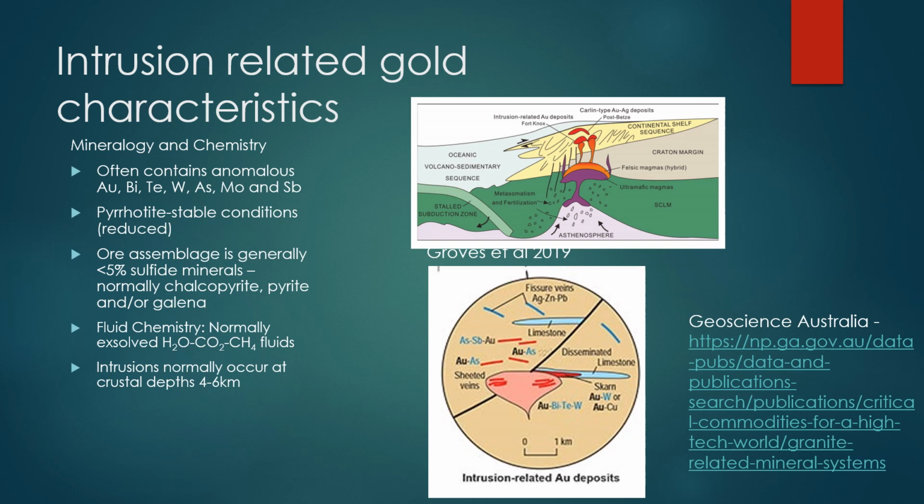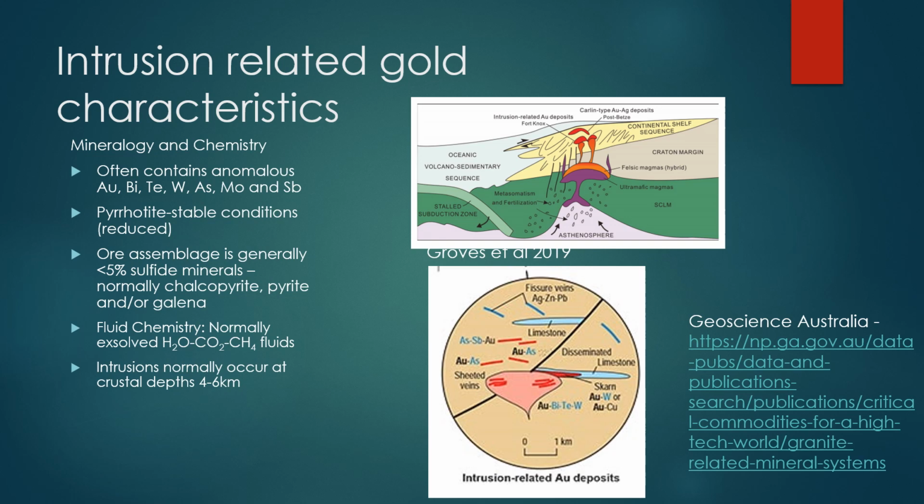In general, though, the sulfide mineral assemblage is actually rather poor, less than 5% of the overall rock volume. But we normally get chalcopyrite, pyrite, obviously I've mentioned pyrrhotite, as the sulfide minerals, but also potentially the presence of galena and sphalerite. They often crystallize much later on in the overall paragenesis of the deposit.